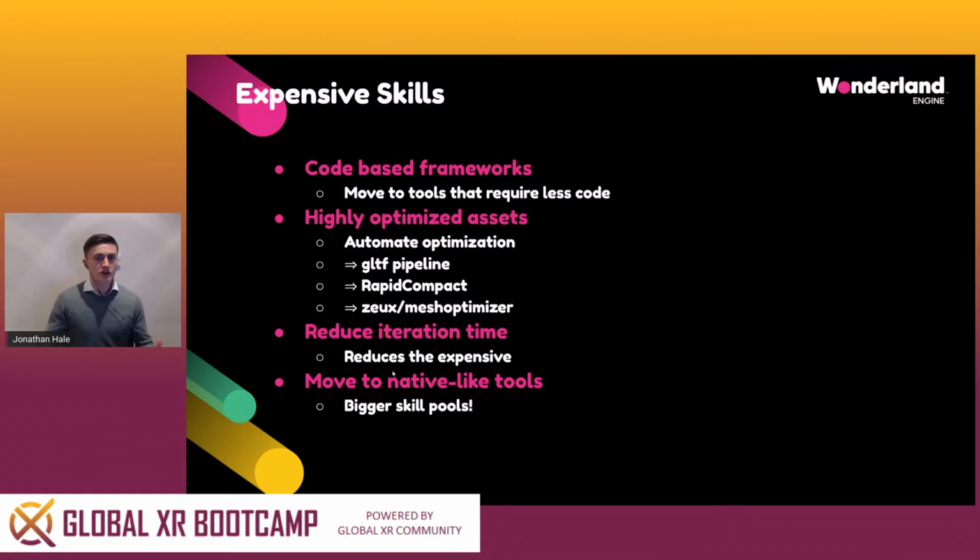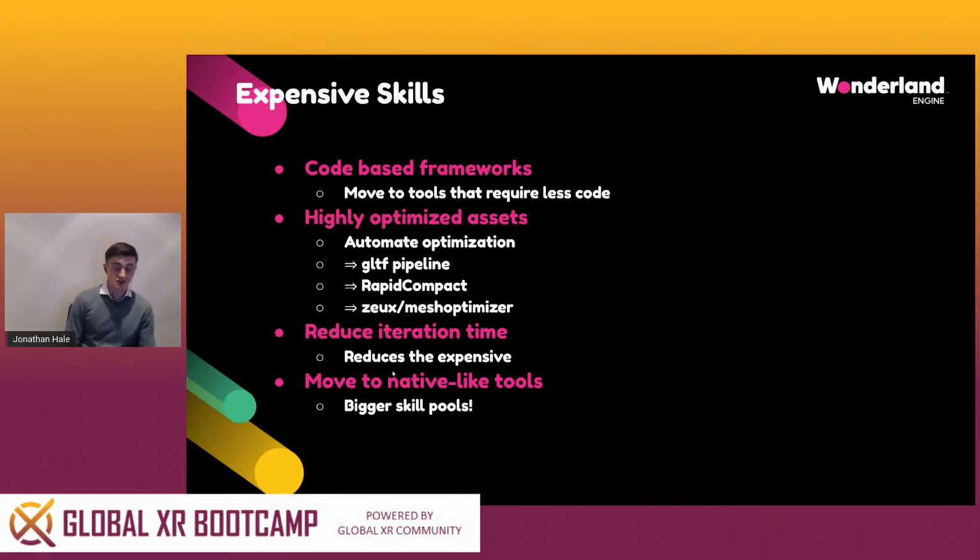If you can't do any of that, or you did all of those, you are now with a fixed hourly rate for some developer, and now what you could do is reduce iteration times, right? That just reduces the expense. You do fewer hours, have the same output, general efficiency goes up. And you would usually do that by moving to native-like tools that have efficient workflows, right?